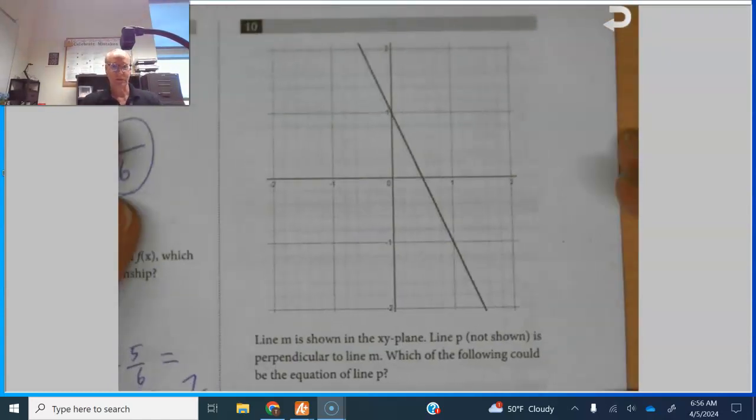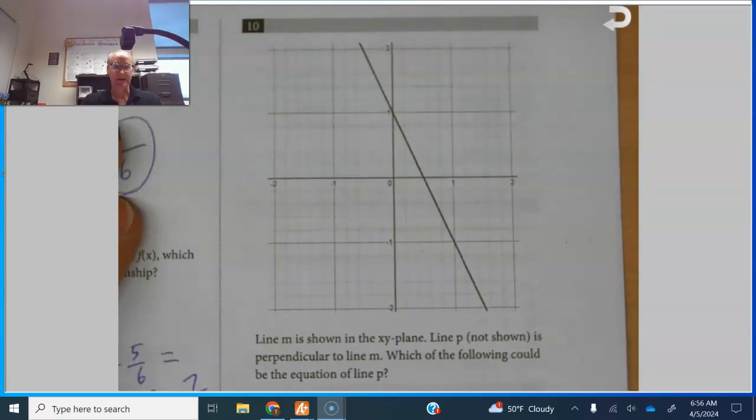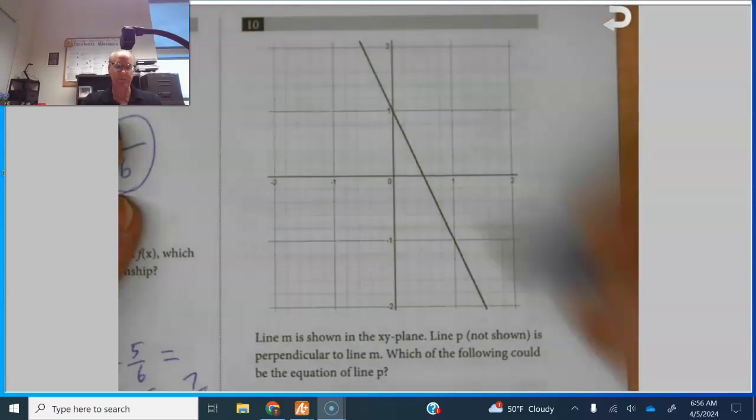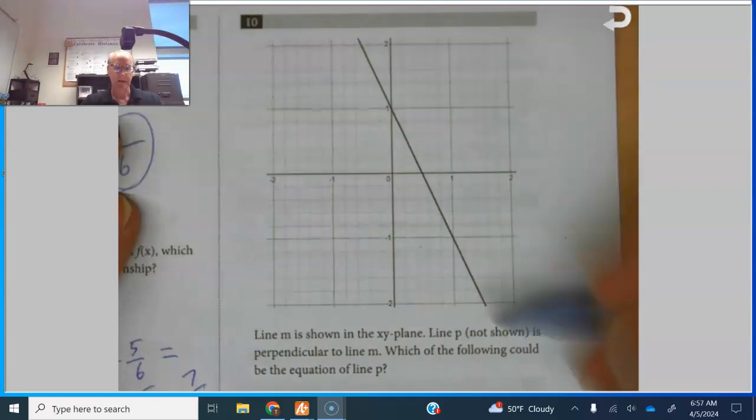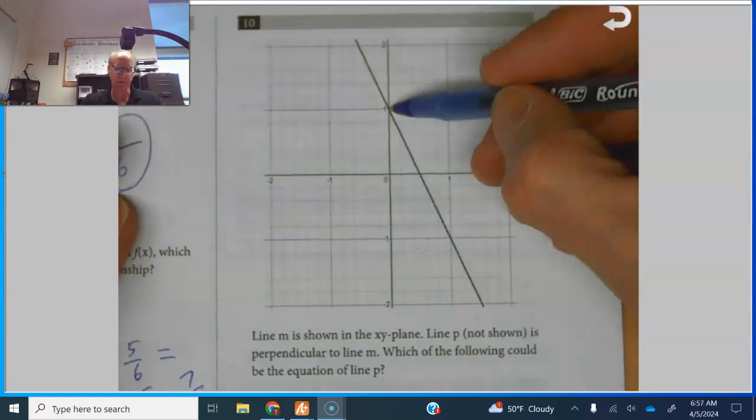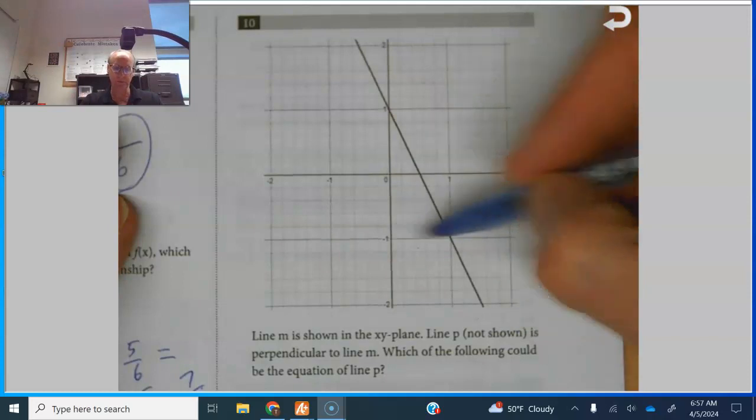When I first saw this question, I thought that it was asking about the equation itself. And so I looked at it. This has a -2 slope. Notice it's going down 2 for every one that goes over.